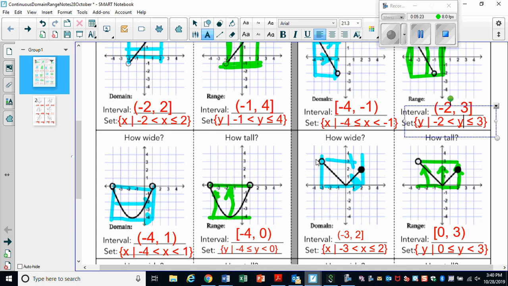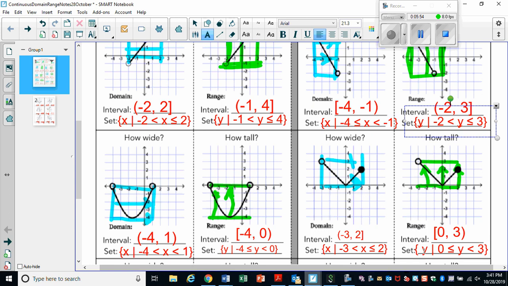Now for the width, for the next problem, it goes from -3 to +2, but notice -3 is an open circle, so we have a round parenthesis and a less than symbol, less than x. But then for +2, closed circle, so therefore we have a bracket, and we have a less than or equal to symbol for +2.